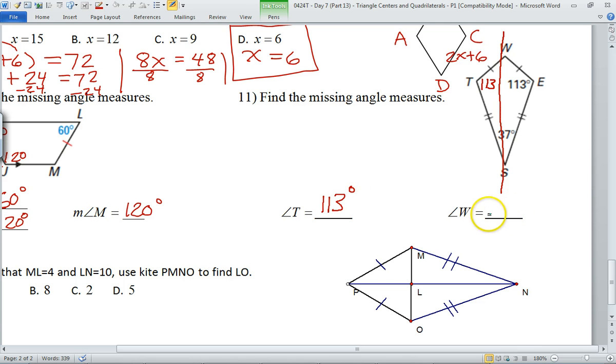Is angle W going to be 37? No. No, they're not the same up and down. So what will I do to find angle W? Add them up and do what? 360. Remember, in a quadrilateral, they have to all add to 360. So if we start from 360 and go minus 113, minus 113, minus 37. Just subtract everything from 360. What do you get? 97. So that's 97 degrees.